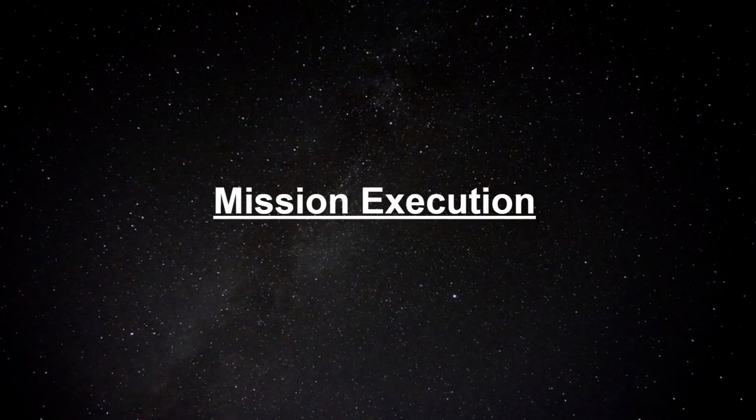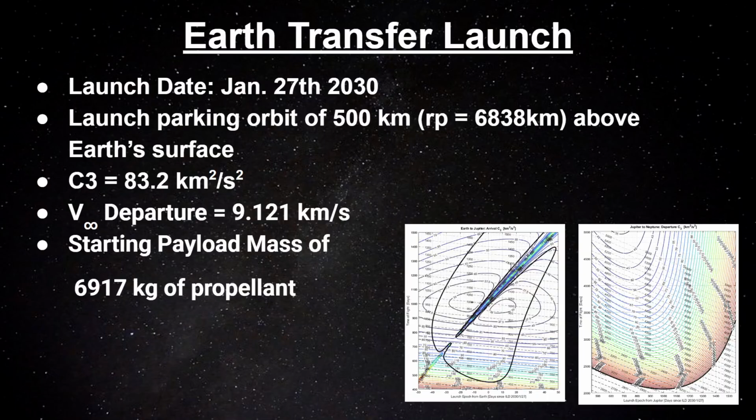Now we're going to get into our mission execution. We're going to start with an Earth transfer launch date of January 27th, 2030. We're going to have an initial parking orbit of 500 kilometers above Earth's surface with a max C3 of 83.2 kilometers squared per second squared, giving us a V infinity of hyperbolic departure of 9.121 kilometers per second. And we're going to have a starting mass of 6,917 kilograms of propellant.